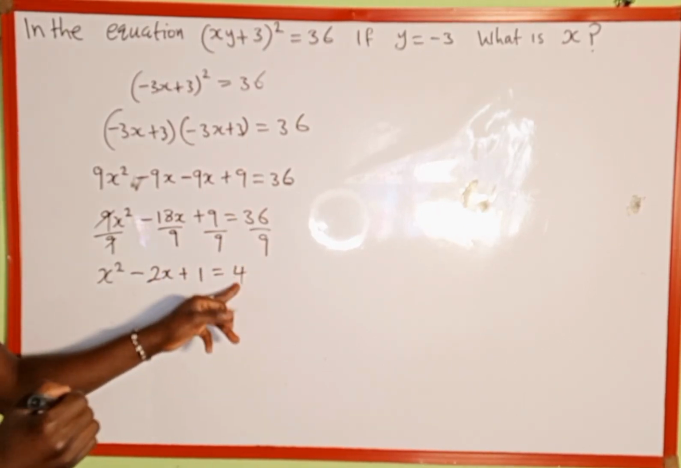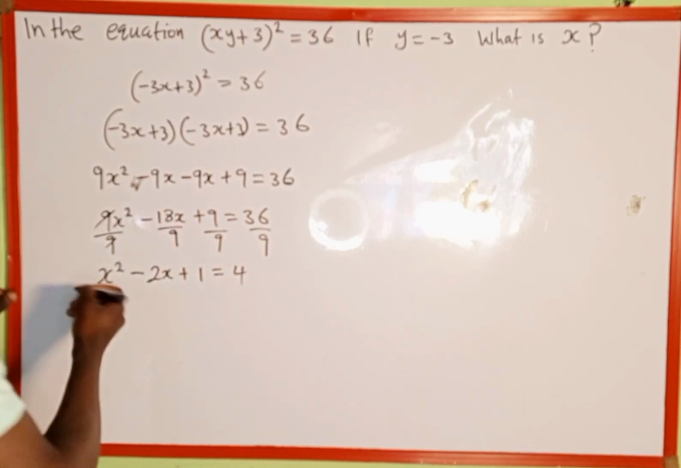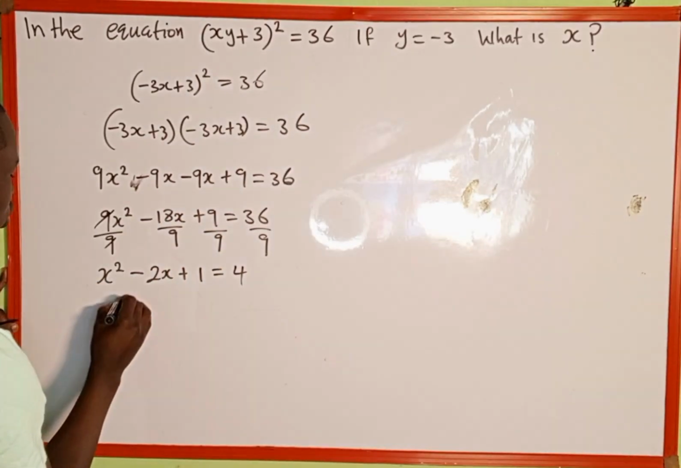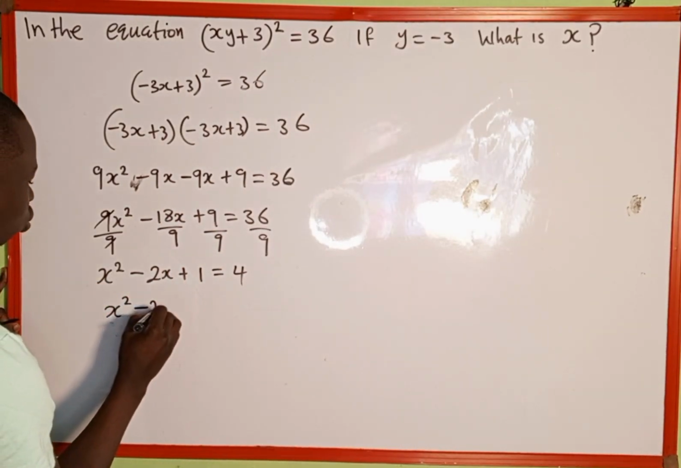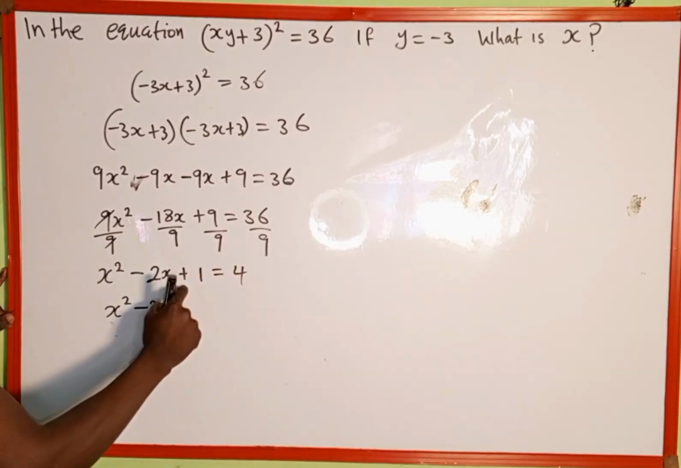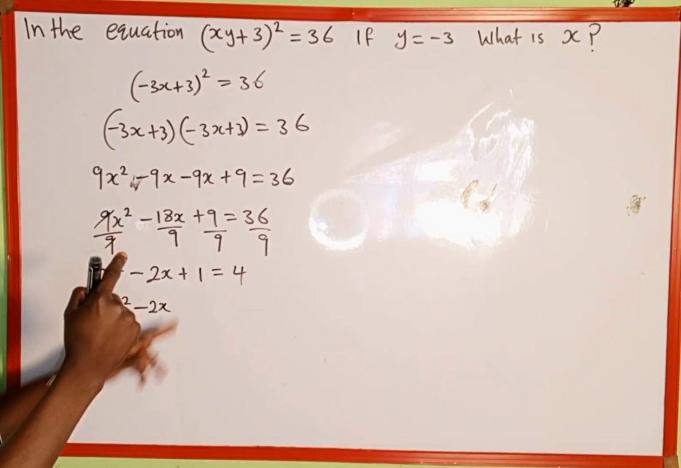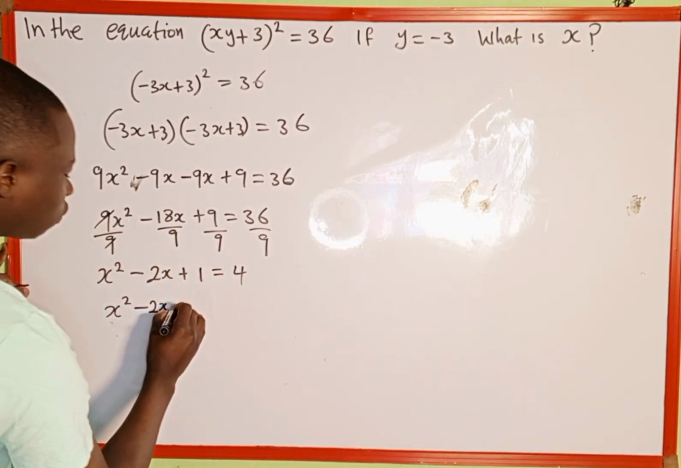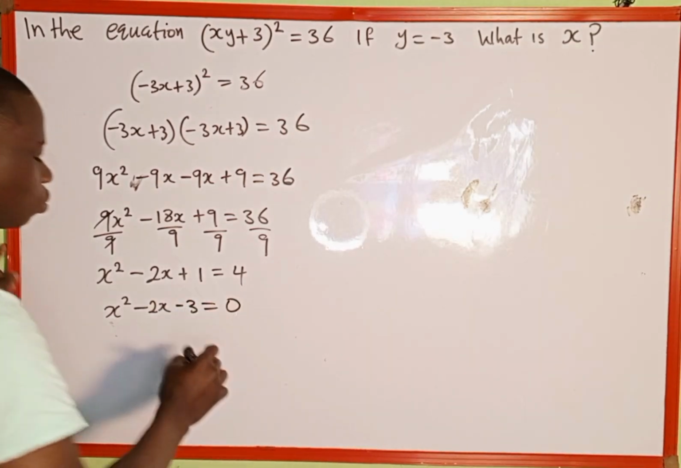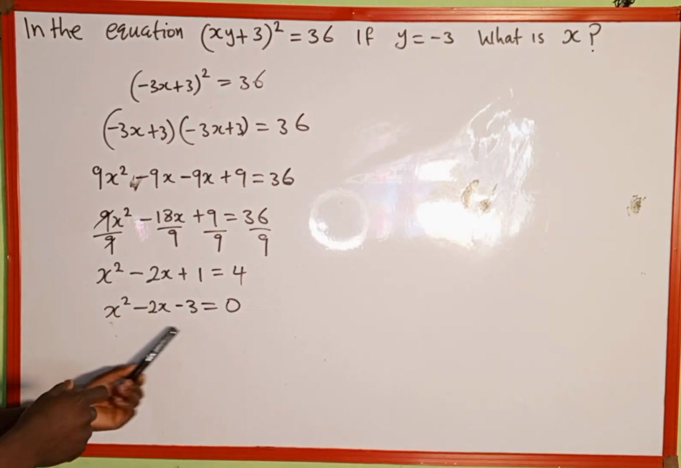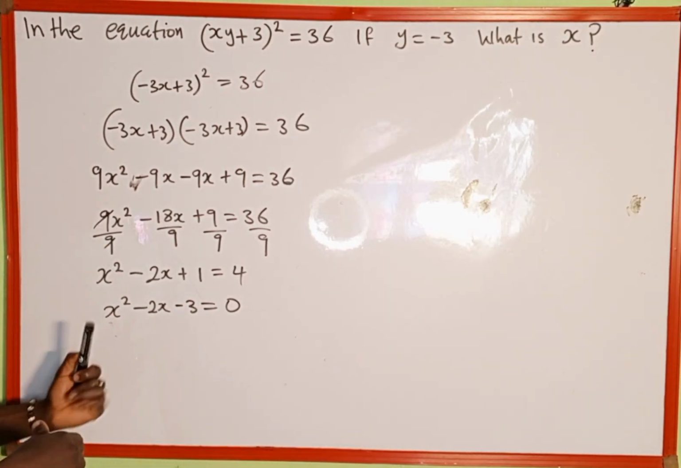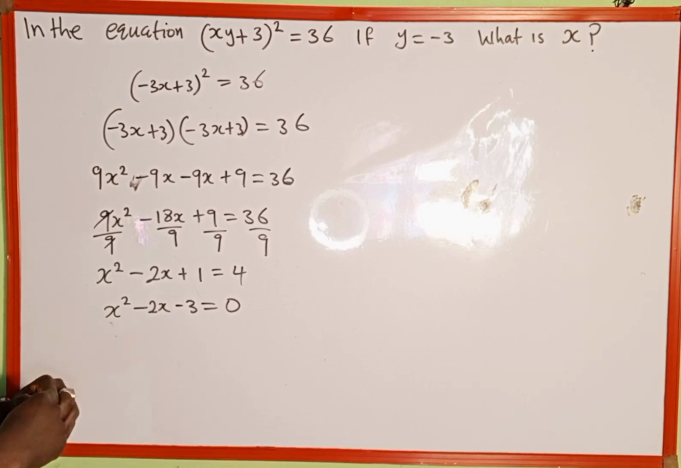Now we're going to take this constant to the left hand side of the equation. We're going to have x squared minus 2x. When this 4 crosses to this side, it is going to be negative 4. And 1 minus 4 is going to give us minus 3, which is equal to 0. So we notice that this is a quadratic equation because the highest power of variable x here is 2. So we are going to use the factorization method.